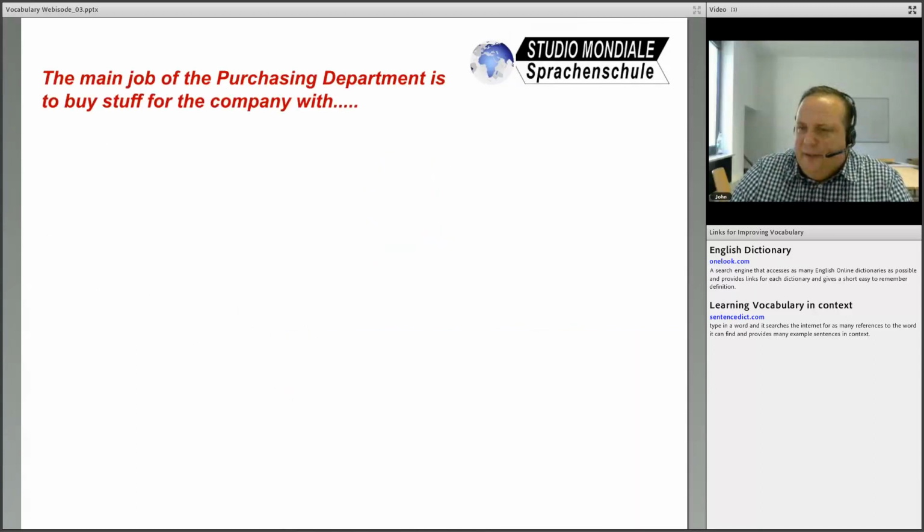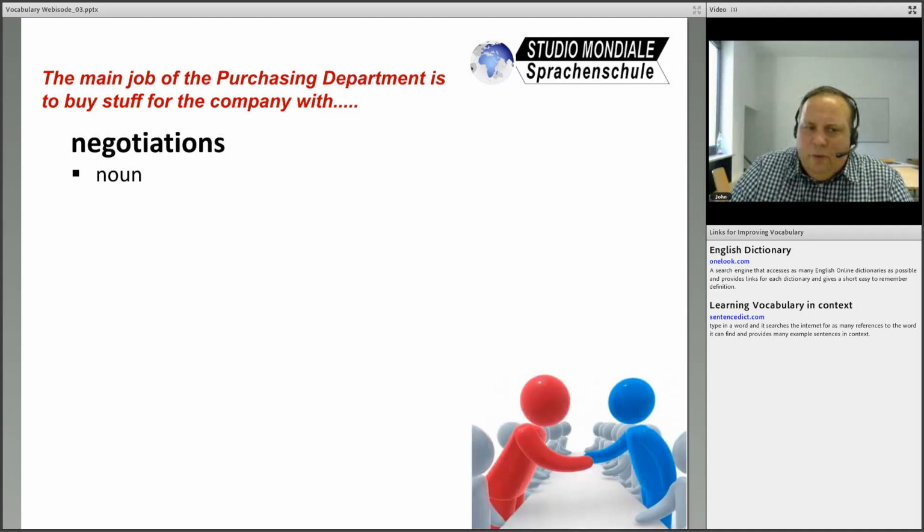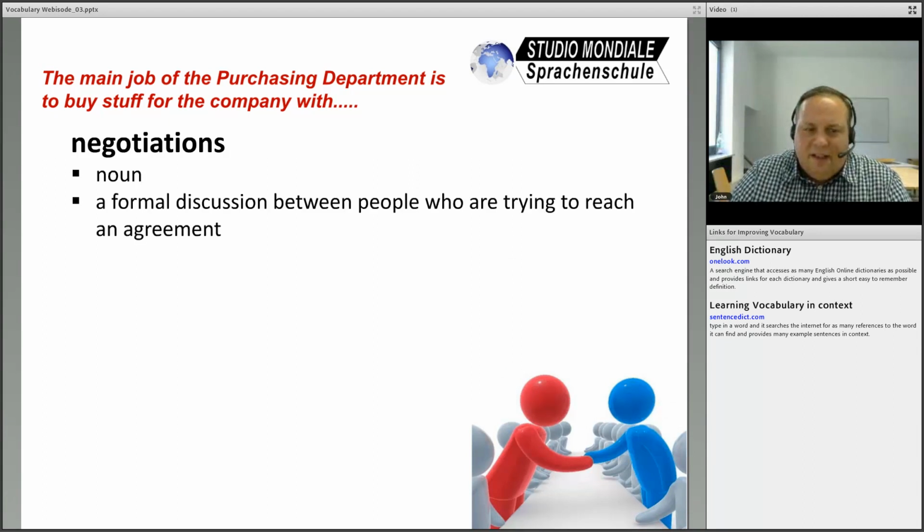Now, in companies, it's often the main job of the purchasing department to buy stuff for the company, and they do this through negotiations. Now, negotiations is a noun which simply means a formal discussion between people who are trying to reach an agreement. So, for example, a company deals with suppliers to buy raw materials or any supplies that the company may need for its business.